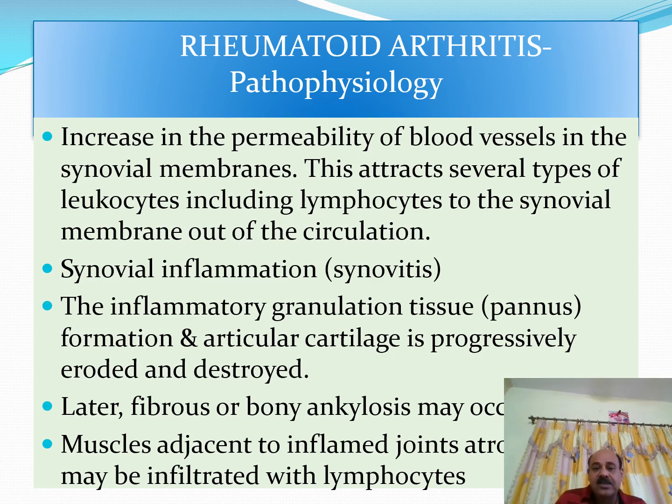Synovial inflammation, synovitis, takes place, and inflammatory granulation tissue, that is pannus formation, takes place, and ultimately that keeps on progressively increasing in size and destroys the entire cartilage. Later fibrous or bony ankylosis may occur. The joint is totally disorganized. The muscles adjacent to the joint also get atrophied because of the persistent inflammation of the joint. These muscles and periarticular structures are not used properly, and their disuse atrophy is inevitable with the passage of time as the disease becomes chronic.